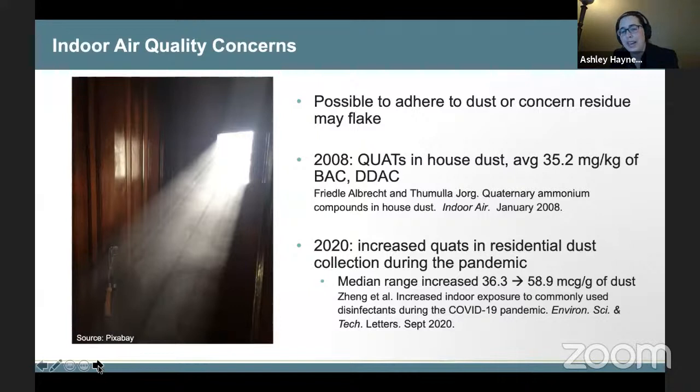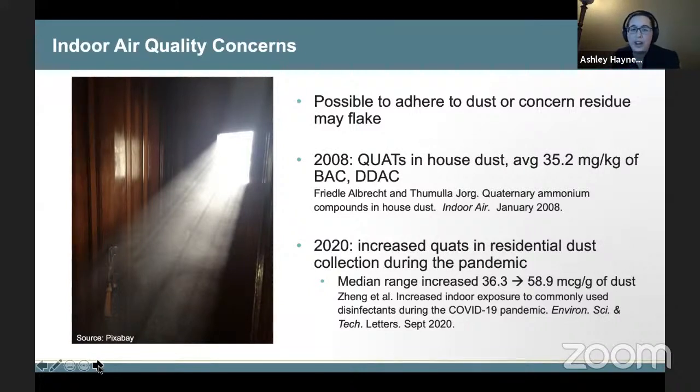However, in 2008, we started to look at what's actually in house dust. And I think you can imagine that the amount of dust in your house may not be the same as in a hospital. Pre-cleaning and post-cleaning is definitely different in those two settings, and ventilation and airflow also, as well as filters. And then over this last year, there have been some studies that looked at the amount of quats in residential dust, and we saw almost a doubling noted in the first half of this pandemic due to increased quats in residences.